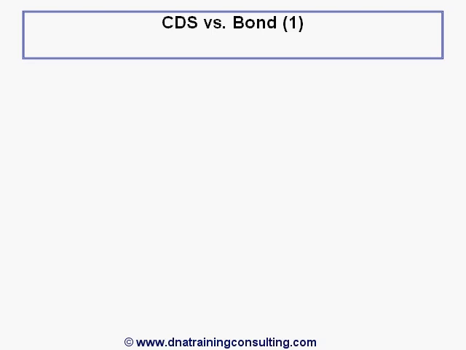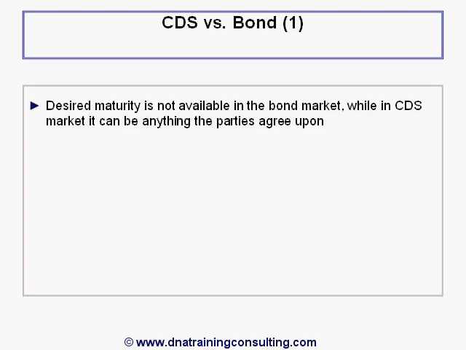over a bond. First, the desired maturity may not be available in the bond market, while in the CDS market it can be whatever the two parties agree upon. Second, the reference entity's bonds may not trade very much, and therefore obtaining them in large size may be nearly impossible.